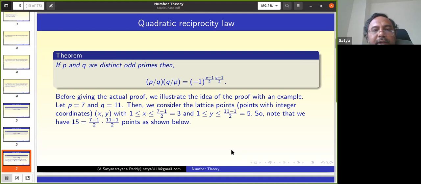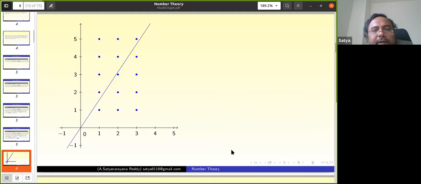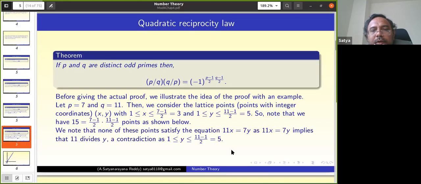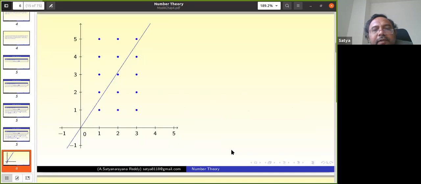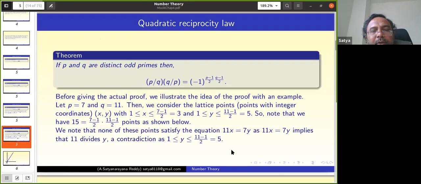So X value lies in between, right? I told you I drew the graph this way. So 1 is less than or equal to X is less than or equal to (7-1)/2, that is 3, and Y is less than or equal to 5. So total, how many points are there? 15 points, right? You can easily check, 1, 2, 3 like that we are going. Total 15 points: (P-1)/2 times (Q-1)/2.